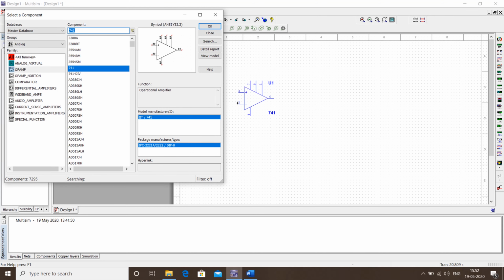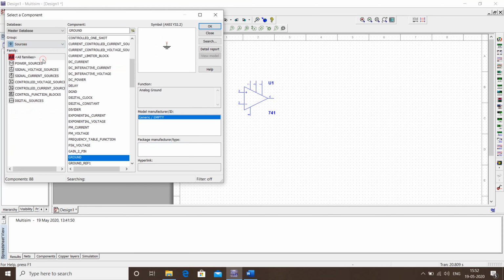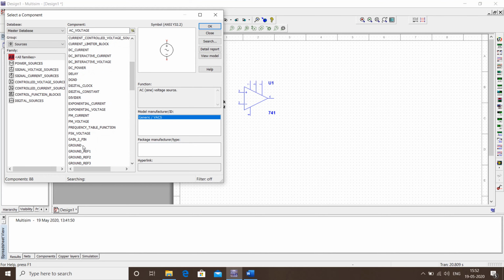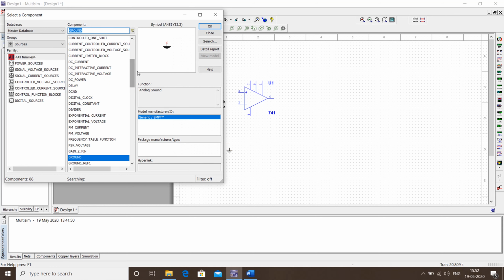Once the op-amp is done, we have to find the sources, that is the DC source as well as the AC source. DC source for plus VCC and minus VEE, and AC source for the input part. So first I will go for AC voltage, give OK and place it at this particular part. Then I require a ground also, so I will take it and keep it in the workspace.